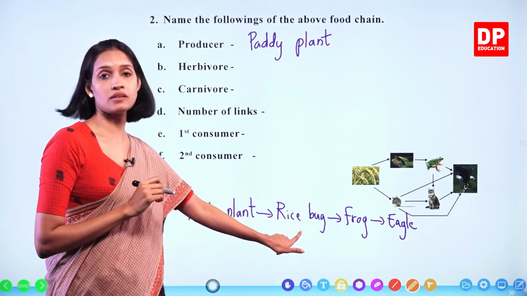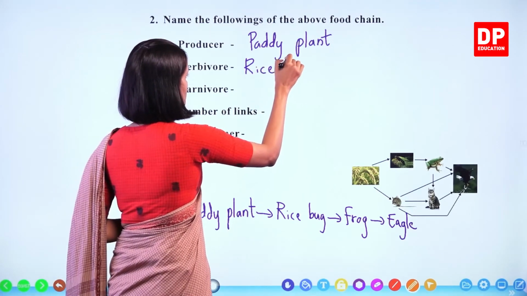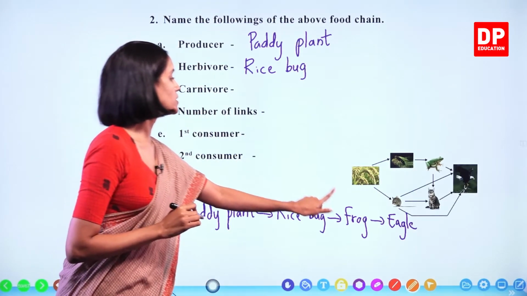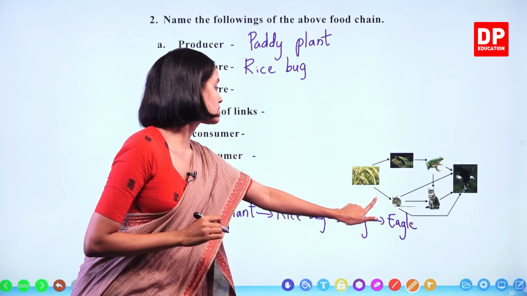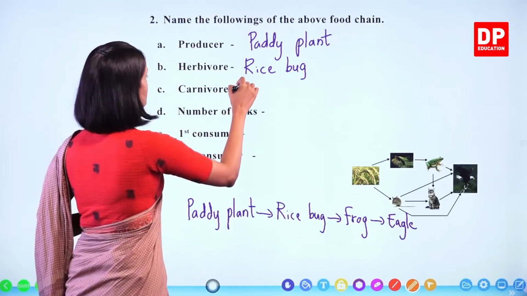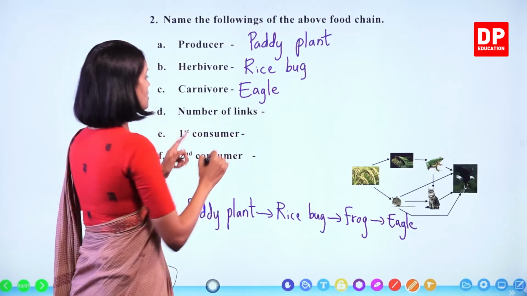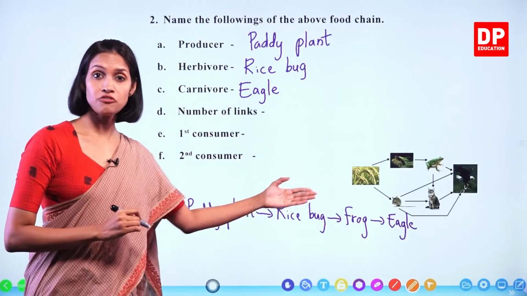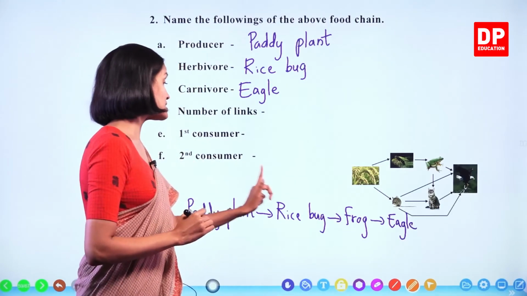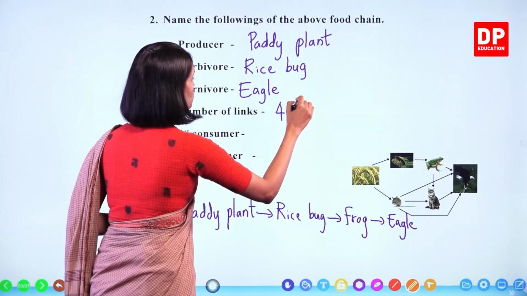Herbivore, the second link always, rice bug. Carnivore, now here frog and eagle, we can consider straight away eagle, okay? Frog or eagle. Number of links, which means number of organisms. 1, 2, 3, 4. First link, second link, third link, fourth link. Number of links, 4 links.